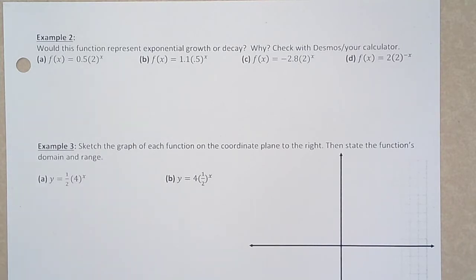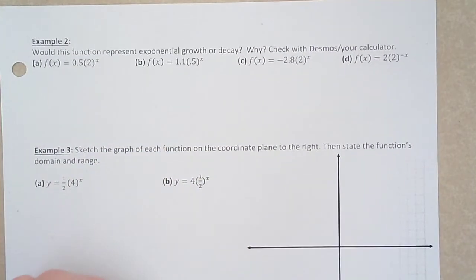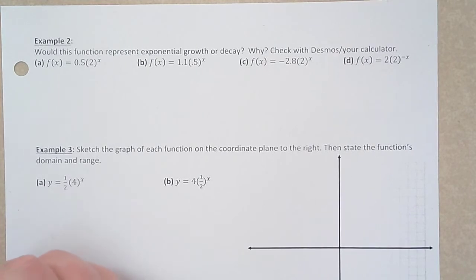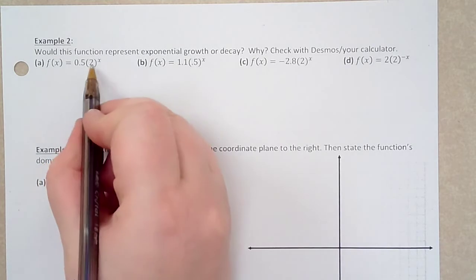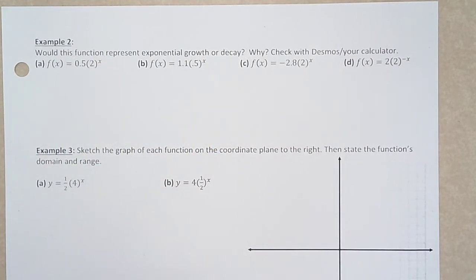So we're going to keep talking about the exponential growth and decay. We're going to look at these four functions and try to determine if they represent exponential growth or exponential decay, and then why or why not. This first one, I have 0.5 times 2 raised to the x power.